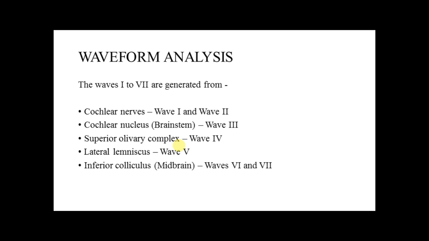Next, the waveform analysis. There are waveforms 1 to 7 that are generated from different brain parts: the cochlear nerve is responsible for waves 1 and 2, the cochlear nucleus in the brainstem for wave 3, the superior olivary complex for wave 4, the lateral lemniscus for wave 5, and the inferior colliculus in the midbrain for wave 6 and wave 7.